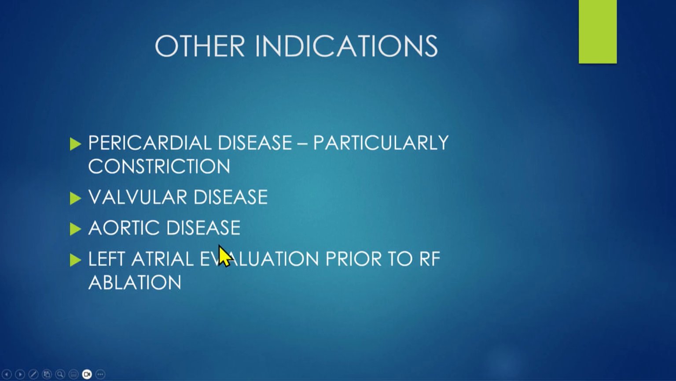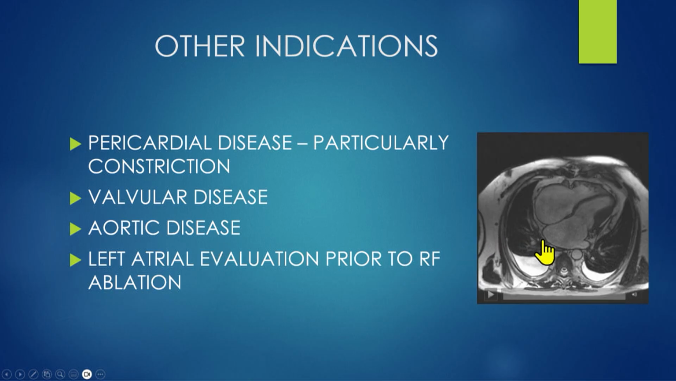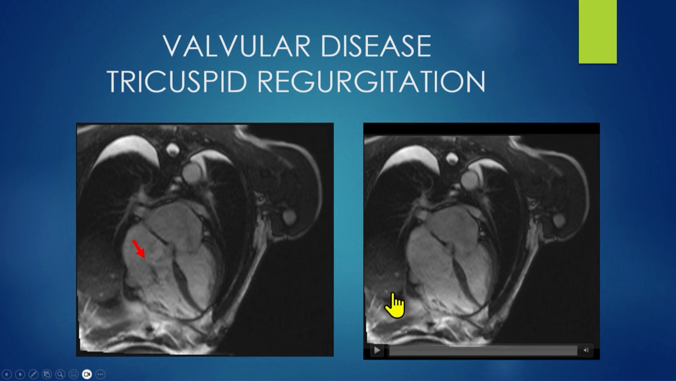But some other things, pericardial disease. So this is an example of pericardial constriction or constrictive pericarditis. And you can see that the RV, LV are very, very restricted here by this thickened pericardium. See, they're hardly moving. And the atria are big. And you can actually see what's called a septal bounce even if you look at this. So that's just another example. I showed you valvular disease when we were talking about aortic dissection. Aortic disease we use it for. Left atrial evaluation. Here's an example of tricuspid regurgitation. You can see a puff coming off the tricuspid valve there. So many, many, many different indications for cardiac MRI.